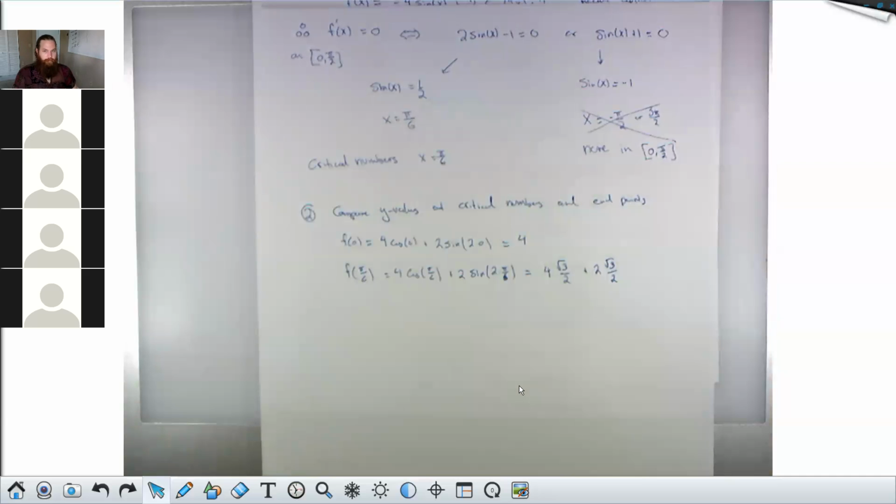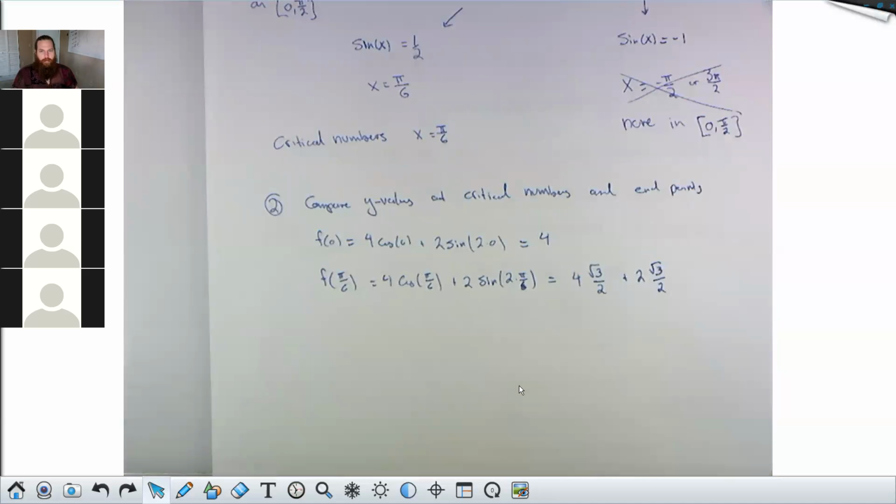Can you zoom in just a little bit, please? Yeah, sure. Sorry, the camera's having a hard time focusing today.